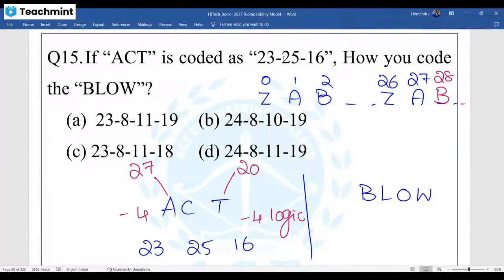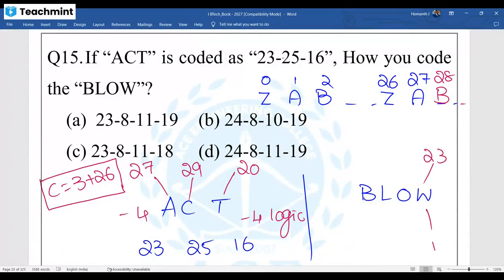What about the C value? C's normal value is 3. How many alphabets do we have? 26. So 3 plus 26, the C value is 29. You know A is 27, B is 28, so C is 29. For any letter, you can take the normal code plus 26, because we have 26 alphabets. So the C value is 29; minus 4 is 25. What is the W value? 23. Minus 4 is 19. You understand the minus 4 logic here.